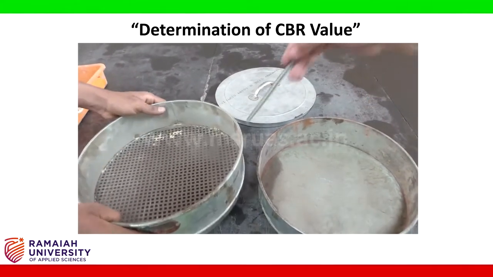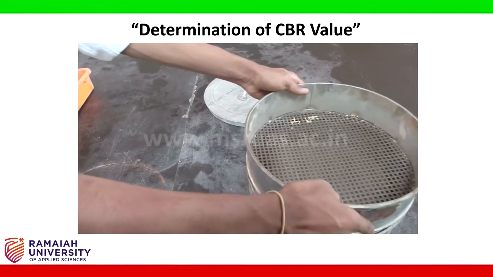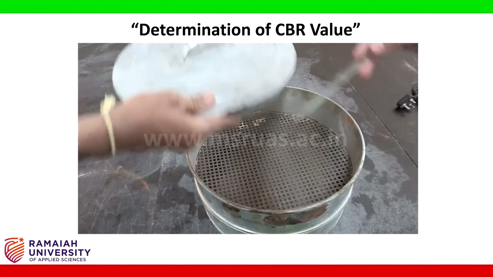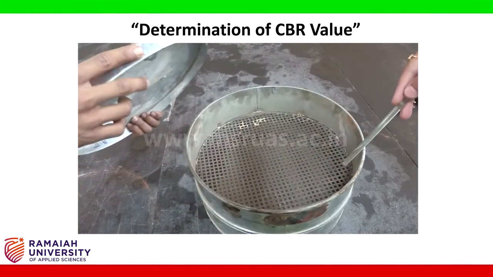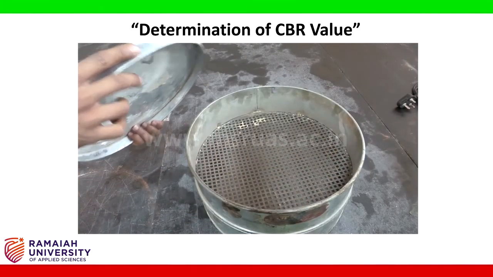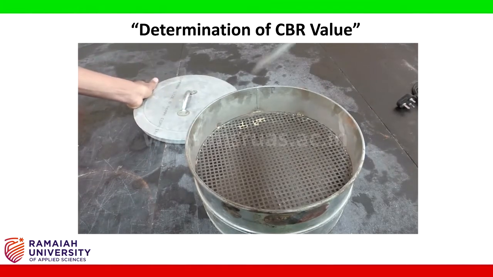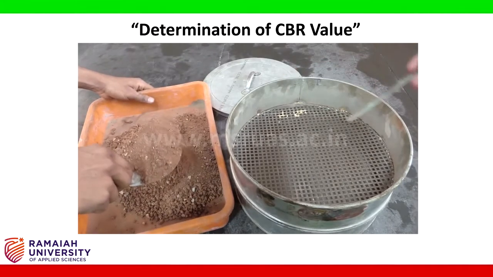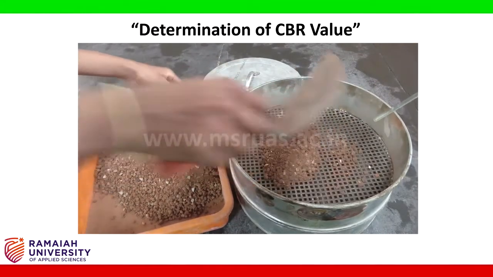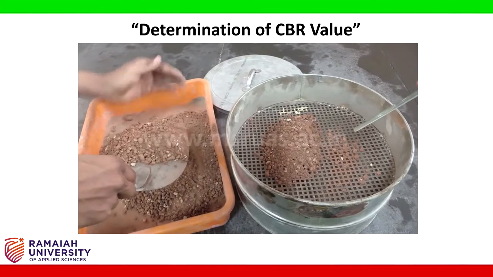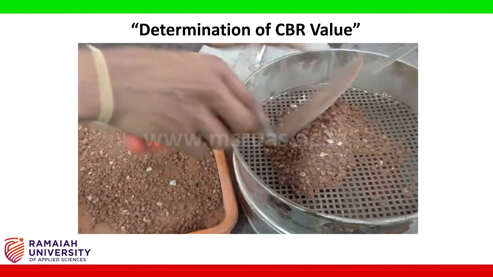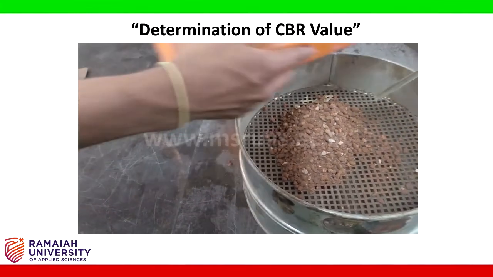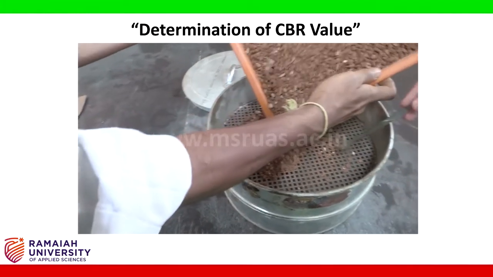We need to place the sieve next on the pan the way it is being shown now, and then place the lid on top of it before we start the sieving process. Once we have placed the sieve on the pan, we need to take the soil that is being selected to be tested for CBR value. By making use of the trowel, fill the soil slowly inside the setup.